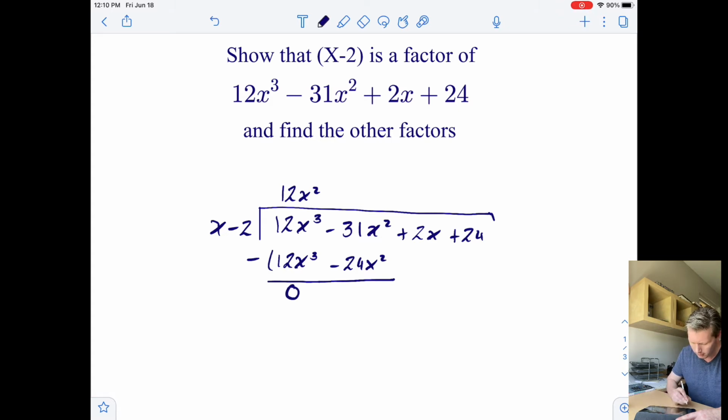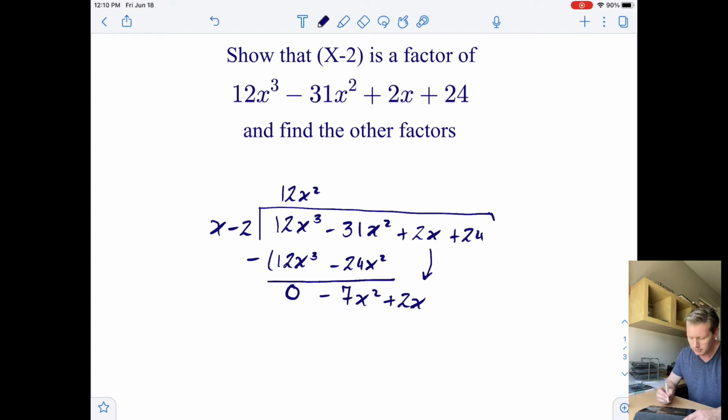We'll get here a 0. Minus 31x squared minus minus, careful with your double negative. Minus times a minus is a plus. So it's a negative 31x squared plus 24x squared, which is negative 7x squared. And now I bring down my next term. That in this case is positive 2x. And I do the process again, start from the beginning.